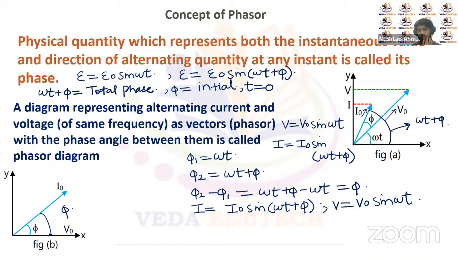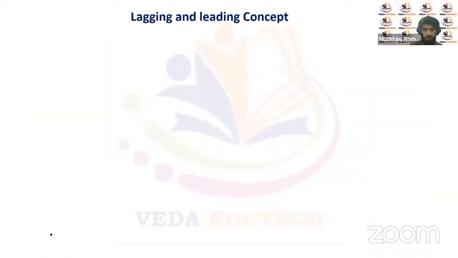So the conclusion is that phasor diagrams are vectors which represent the alternating current or alternating voltage on the XY plane. The projection of these alternating currents or alternating voltages on the Y-axis gives the instantaneous value of the current or voltage. And the phase difference between them tells us which quantity is lagging and which quantity is leading with respect to each other. Now let's discuss this concept of lagging and leading a bit in detail.